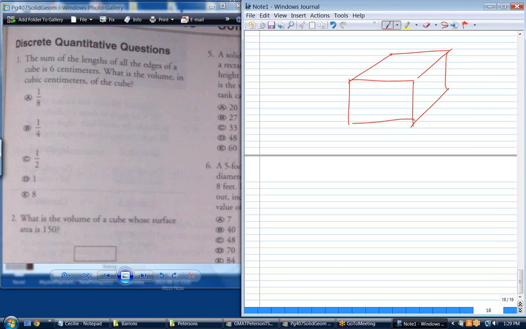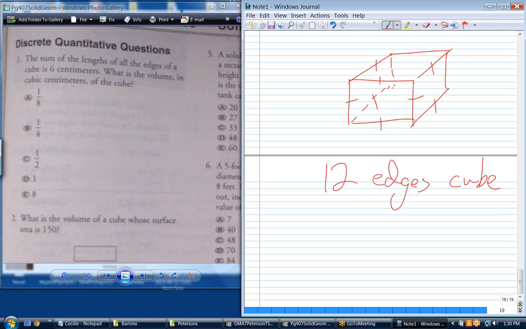Here's our cube. And they want the sum of the lengths of the edges. Well, we have an edge there, there, there, there, there. How many edges do we have in total? I think we have 12. I think we have 4 on that face. We have 4 on the face behind it. And then we have this one, and we have this one and this one here. So I think we have 12 edges on every cube.